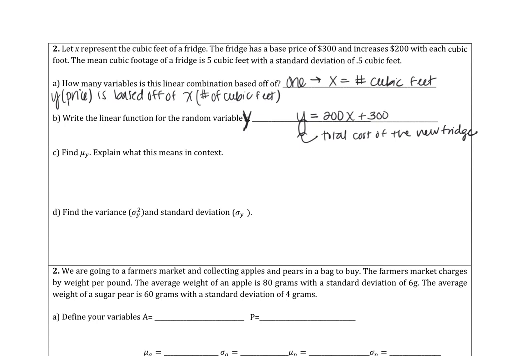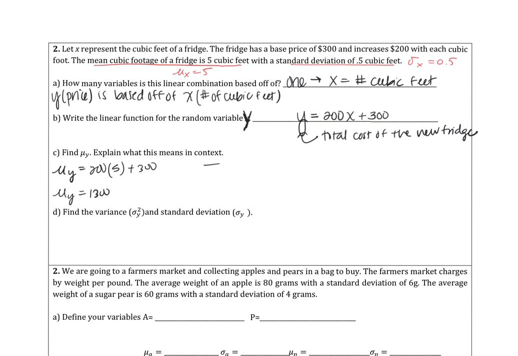Find mu sub Y. Okay, well, mu sub Y means I'm going to use this formula, my linear combination, and everywhere I see X, I'm going to plug in the X average. Okay, let me go see if I have that. Actually, I do, because it tells me the mean cubic footage of a fridge is 5 cubic feet. That is the mean of variable X, and the standard deviation of variable X is 0.5. So we'll have 200 times 5 plus 300. So mu sub Y is 1,300.